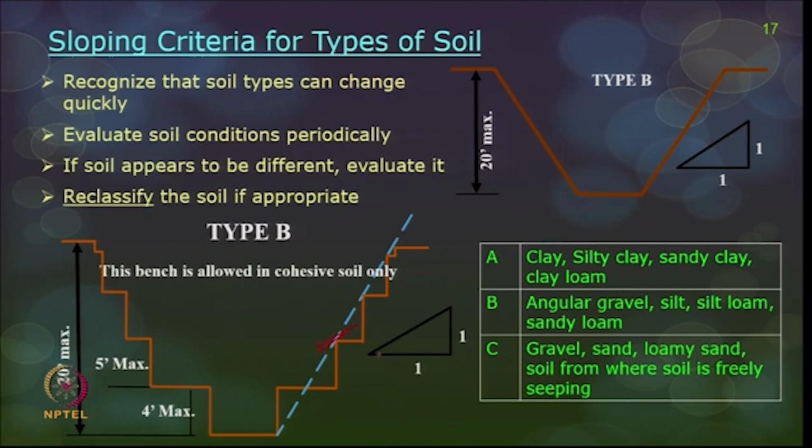Okay. For type B soil, you have to maintain 1:1. So, this is 1 and this is 1. So, this is how the benching looks.